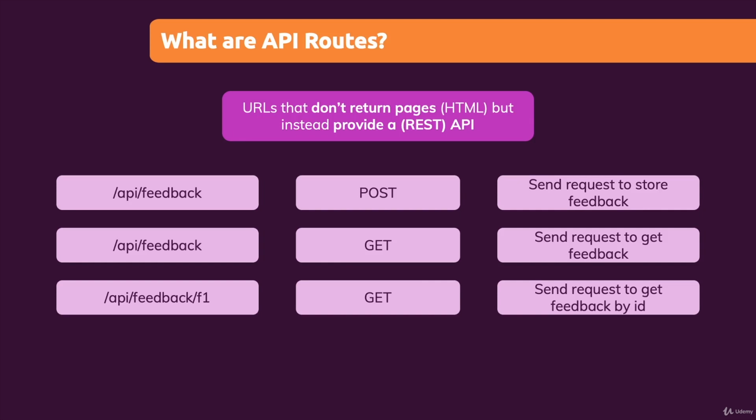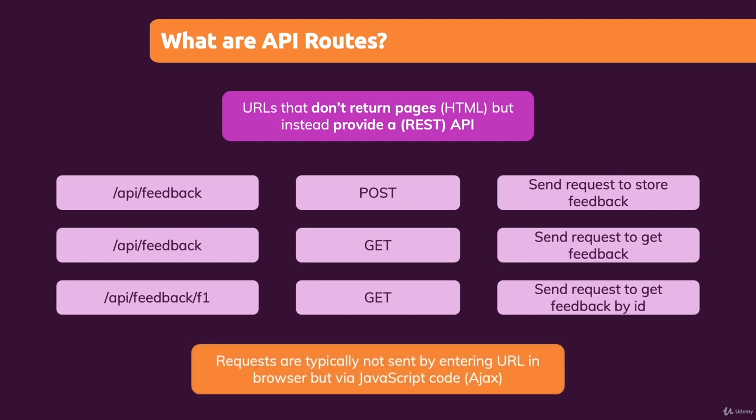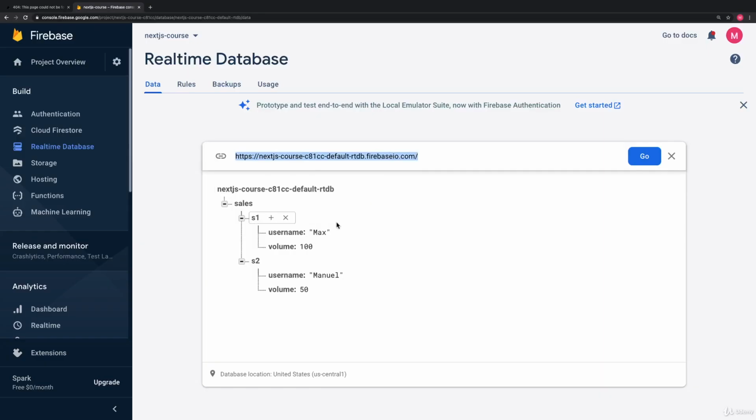And those API routes, therefore, don't exist to be entered in the URL typically, but instead to be triggered via JavaScript code, via AJAX requests. So we as a developer add certain code to our page that sends these behind the scenes requests, you could say, to our API to store or fetch data. And that is actually something we already did in this course.